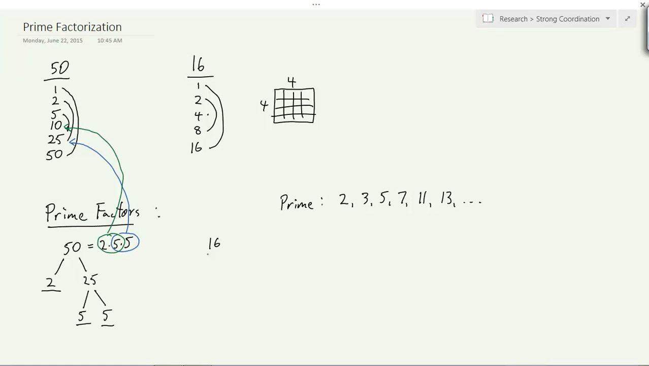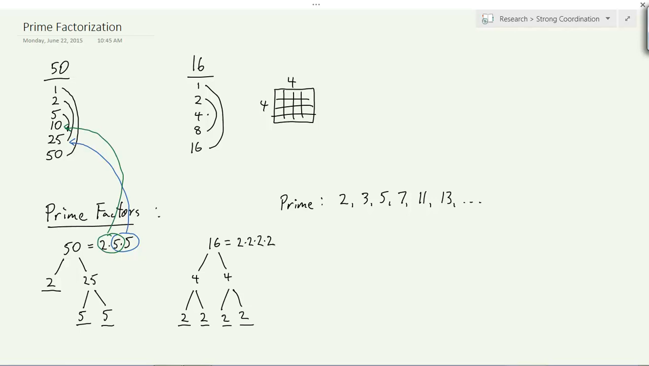Let's do 16. 16 factors into, well, we can do 4 times 4, as we had shown in the picture of the square above. And these are not prime. 4 is not prime, but it splits into 2 times 2. And this 4 splits into 2 times 2. And those are each prime. So the prime factors of 16 are 2 times 2 times 2 times 2.